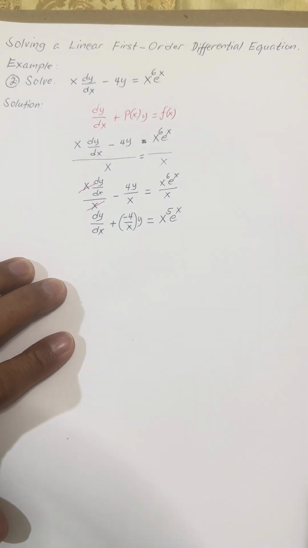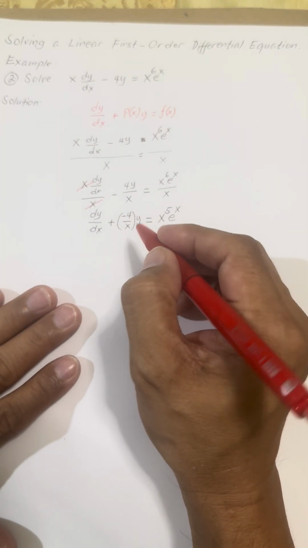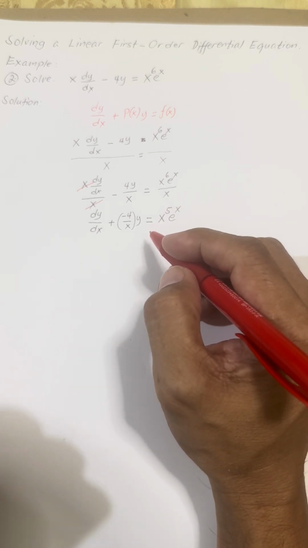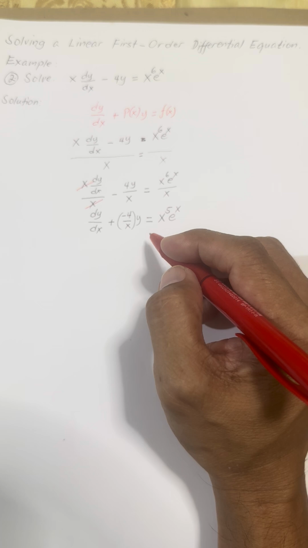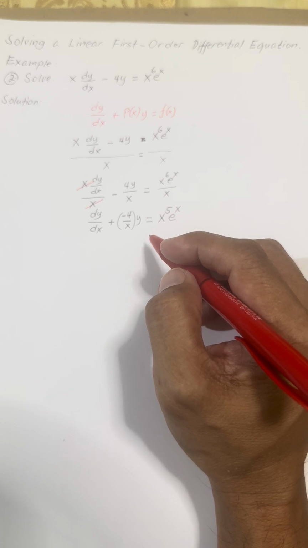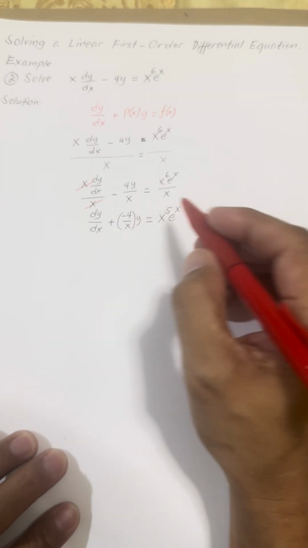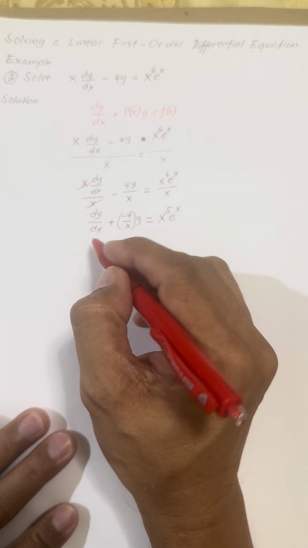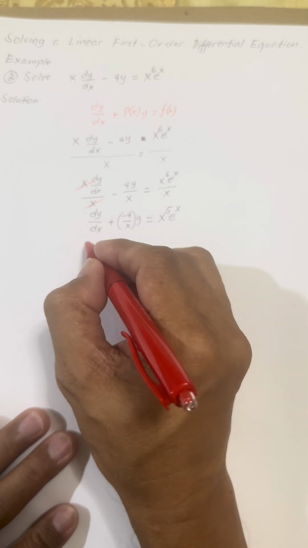So after that, we have to find out what is our mu of x, because the procedure says that after finding the mu of x, you have to multiply each term on the left side and right side by the mu of x. Okay, so what is our mu of x? First we have to find out also what is our p of x.